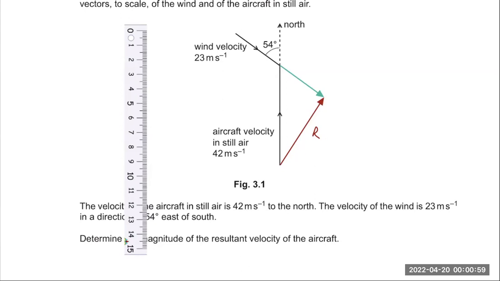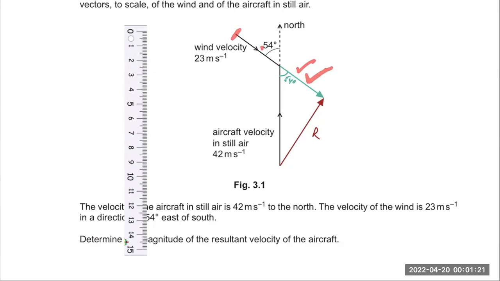What you need to do is draw this wind velocity, the green vector that we've drawn here, at an angle of 54 degrees. Opposite angle, vertically opposite angle, right? If you draw this at 54 degrees, the length of this vector should be the same length as this one. Once you've drawn this, for the resultant, you just need to connect the two.